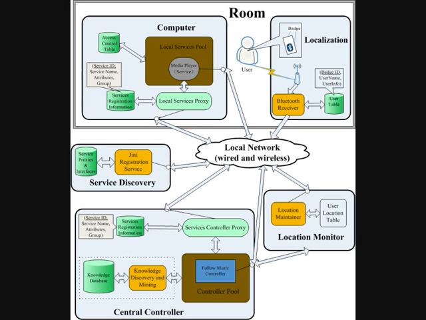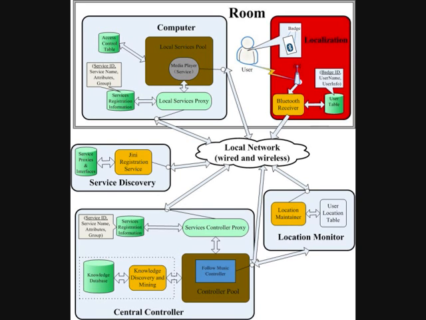And now let's look at the 2 parts at the top of the diagram, the computer and the localization. These 2 parts should be deployed in every room. The part of computer provides services to users such as playing music, and the part of localization serves to locate users. In the part of localization, the Bluetooth AP can sense the badge.